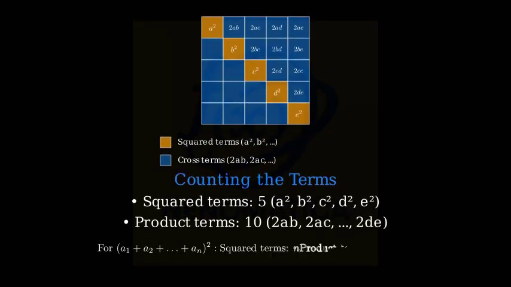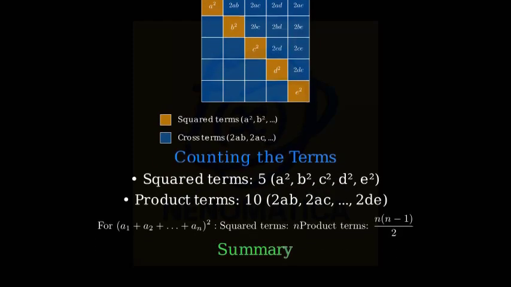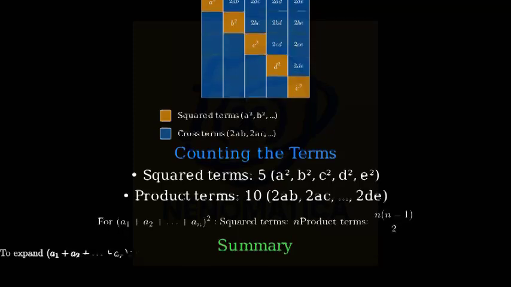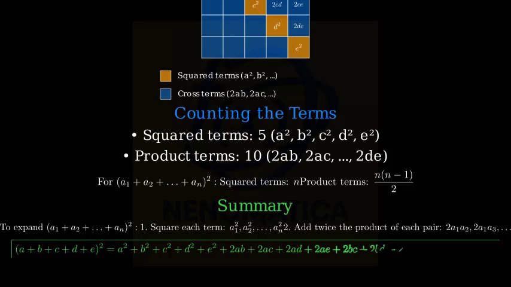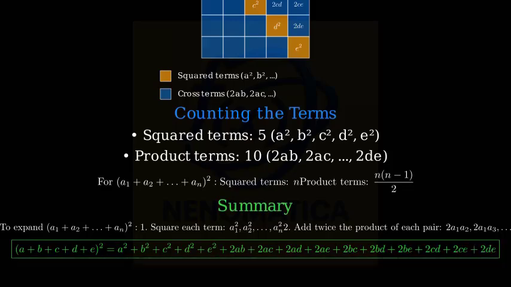Let's summarize what we've learned. When expanding the square of a multinomial like (a + b + c + d + e) squared, we follow this pattern. We square each individual term, then add twice the product of each pair of terms. The final answer is a squared plus b squared plus c squared plus d squared plus e squared plus 2ab plus 2ac plus 2ad plus 2ae plus 2bc plus 2bd plus 2be plus 2cd plus 2ce plus 2de. Note, this pattern extends to any number of terms.